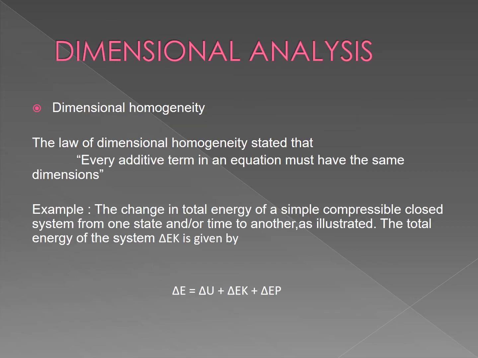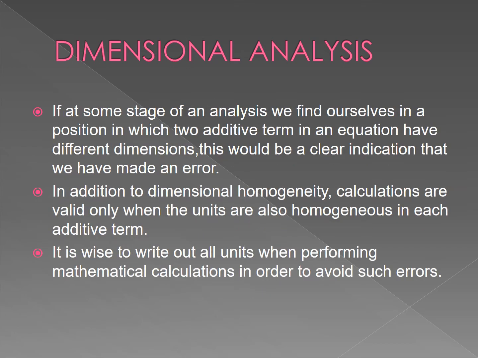Dimensional homogeneity. The law of dimensional homogeneity states that every additive term in an equation must have the same dimensions. For example, the change in the total energy of a compressible closed system from one state or time to another is illustrated. The total energy of the system is given by the equation. If at some stage of an analysis we find ourselves in a position in which two additive terms in an equation have different dimensions, this would be a clear indication that we have made an error.